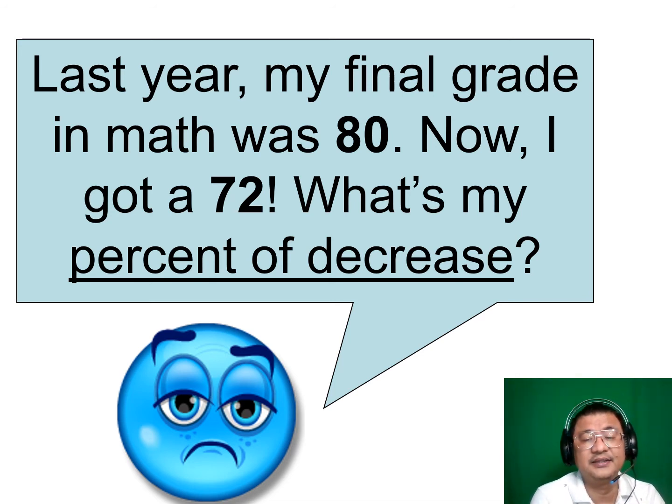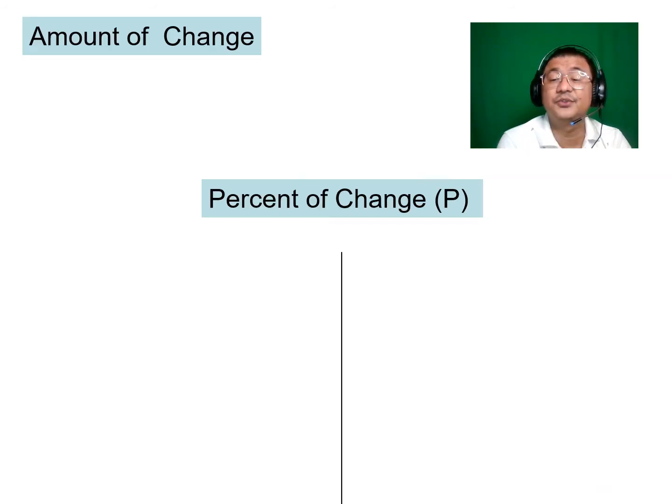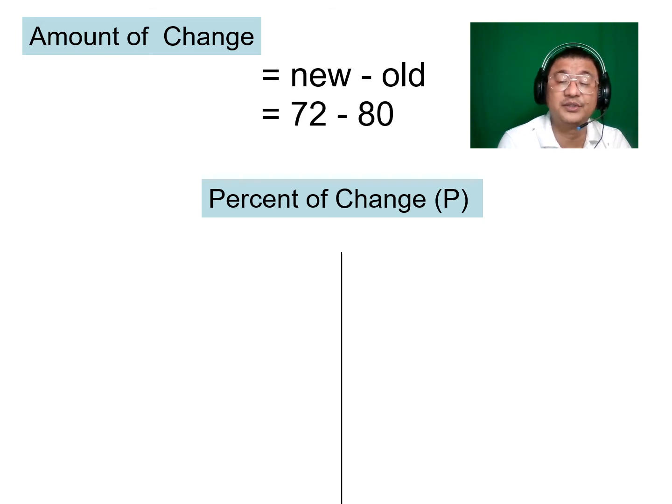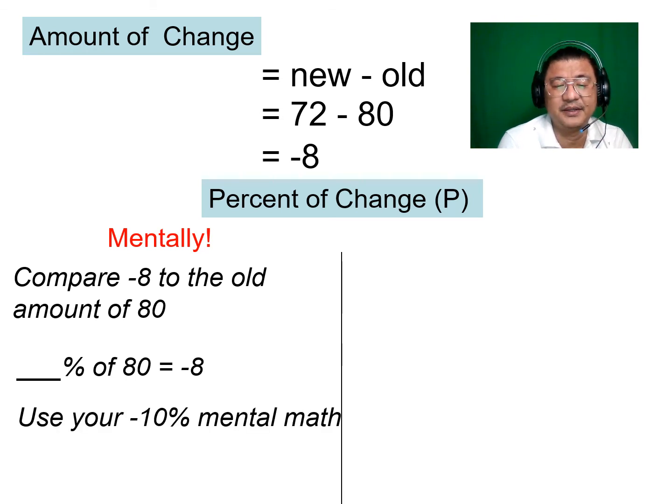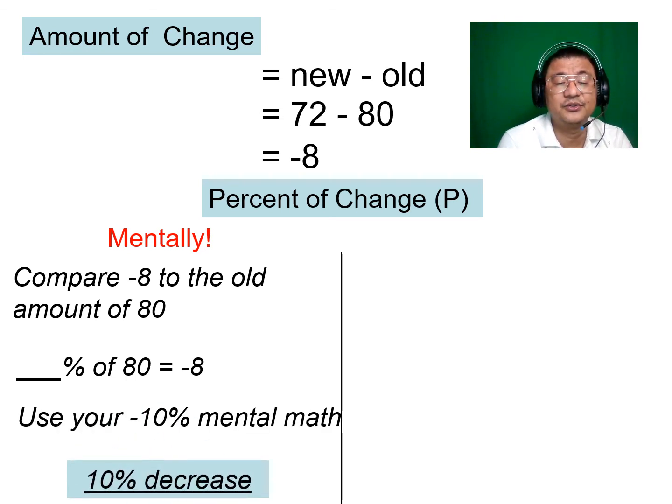Decrease. So again, step one is to know the amount of change. New minus the old. The new grade was 72 minus the old of 80. How will you remove a bigger number from a smaller number? So it's a negative 8. You can just think of 8. Think of the negative later on. So mentally, you're comparing 8 with what? With the old amount, which is 80. What is 8 in relation to 80? So obviously, if you divide by 10, that's 10%. So you could say there's a 10% decrease.